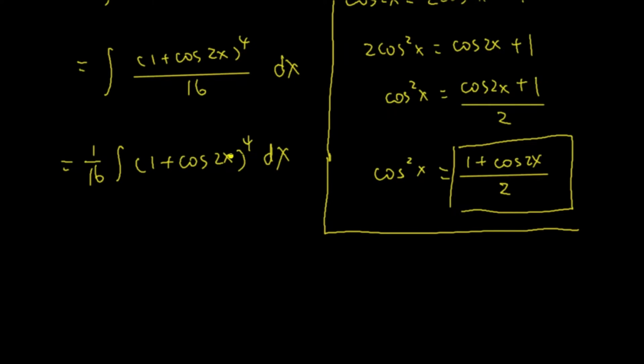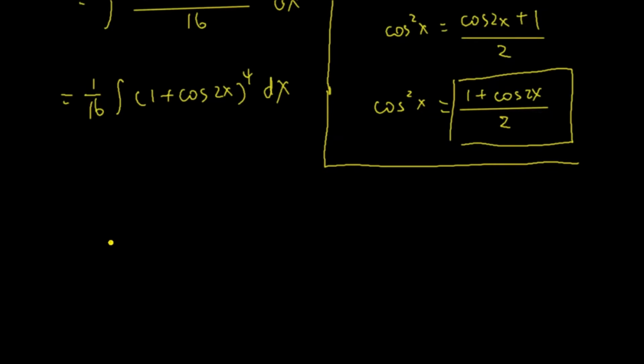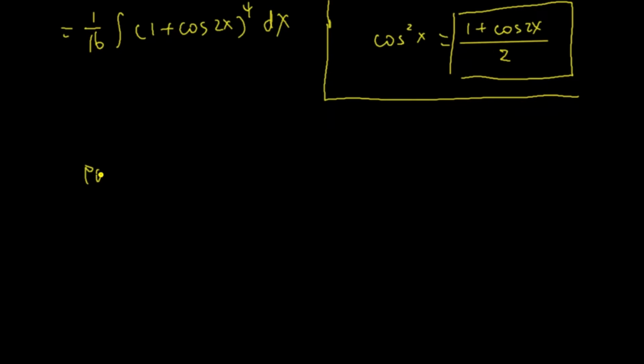Now this is to the power of 4. We can FOIL it 4 times, or we can use an easier way to do it, which is Pascal's triangle. Because if you just expand it like this, it's easier to make mistakes and it's more time consuming. So this time I actually have Pascal's triangle to expand this.